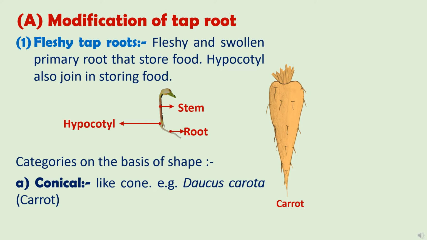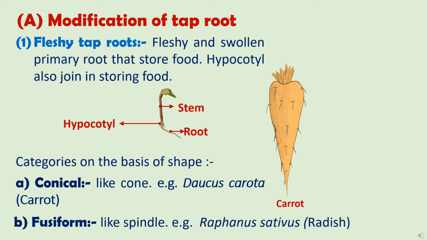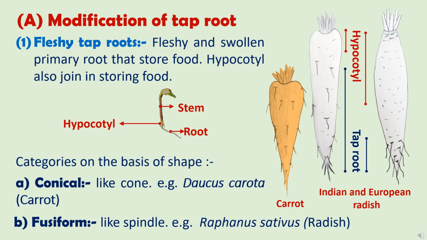Second type of root is the fusiform root. These roots are like a spindle, which means thickest in the middle and tapering towards both sides. Example is radish. In Indian radish, main root forms the maximum part of the root, and the swollen hypocotyl is present near the base only. Whereas in European radish, hypocotyl forms the maximum part of the swollen root, starting from the base to the middle part, and the taproot forms only the tapering, fleshy part of the root.